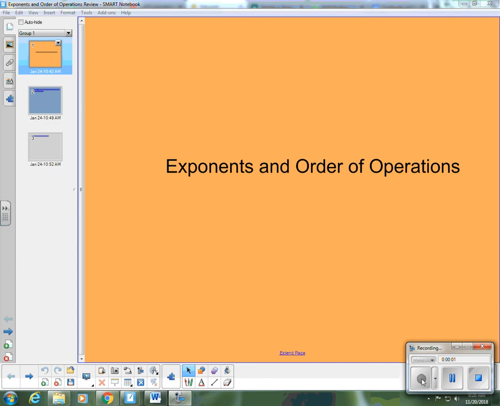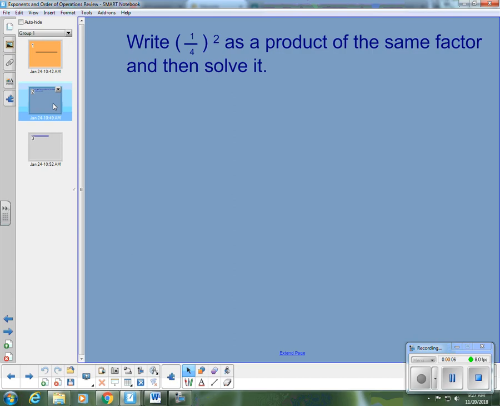In this video, we're going to review exponents and order of operations. We're going to start with exponents. This says write 1/4 squared as a product of the same factor and then solve it.